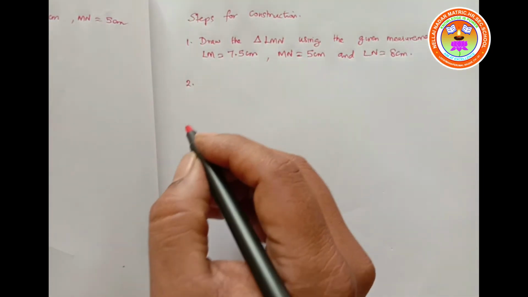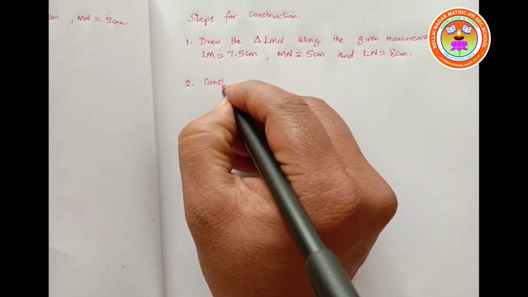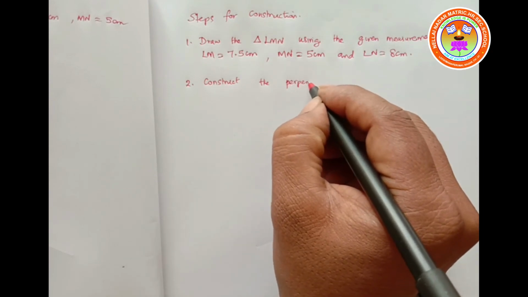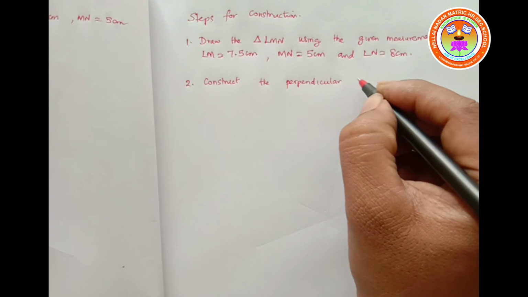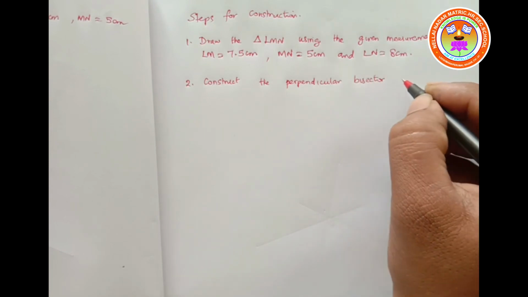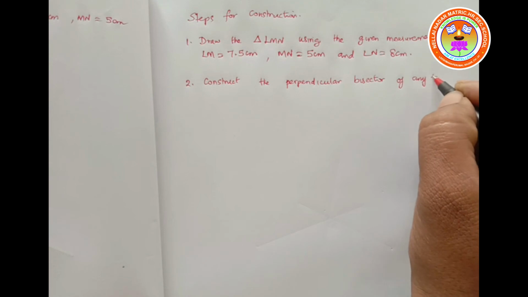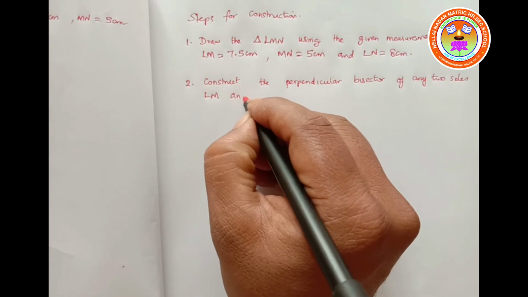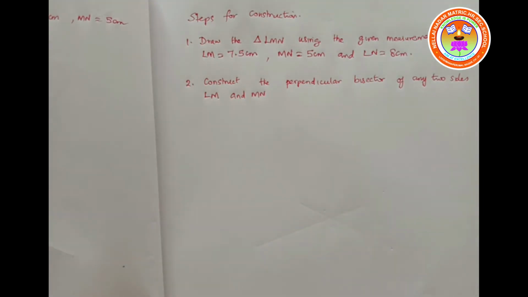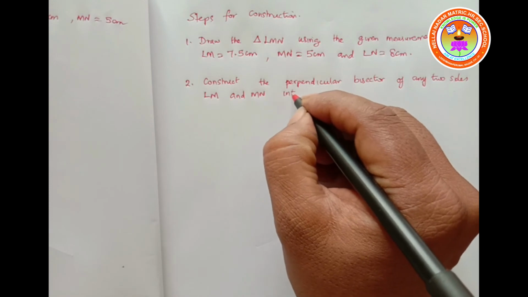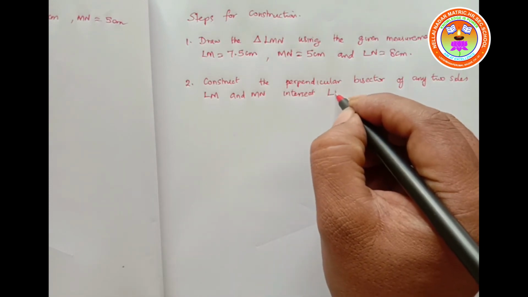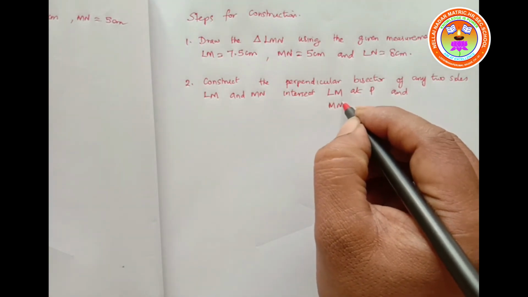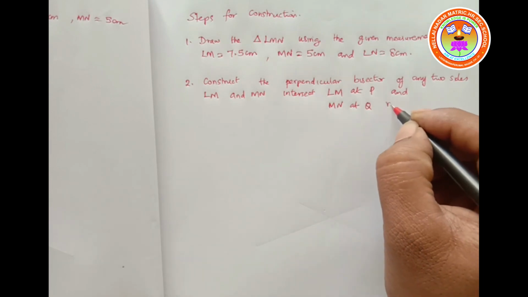Step 2, construct the perpendicular bisector of any two sides LM and MN, intersecting LM at P and MN at Q respectively.